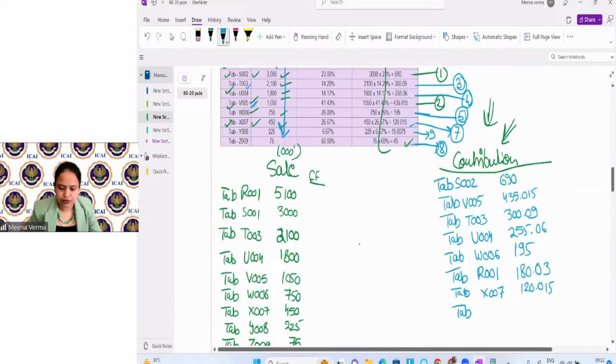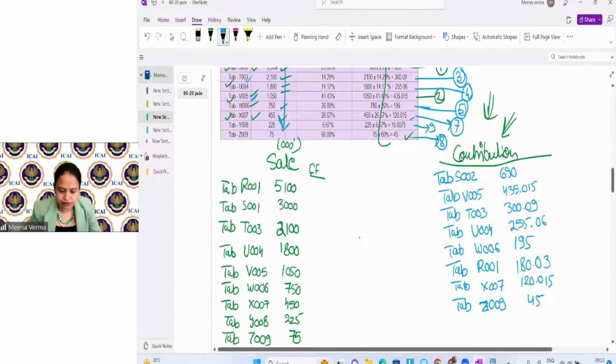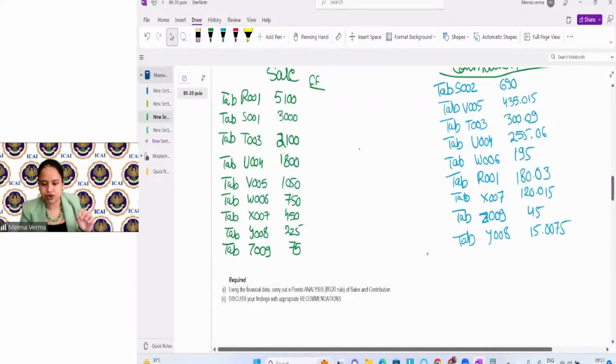And the last ones: Tab Z009, with 45. Wait, now we have one more. The last is Tab Y008, with 15.0075. So what you have observed is that I have arranged the contribution in decreasing order, right? You can see I've arranged them in decreasing order.